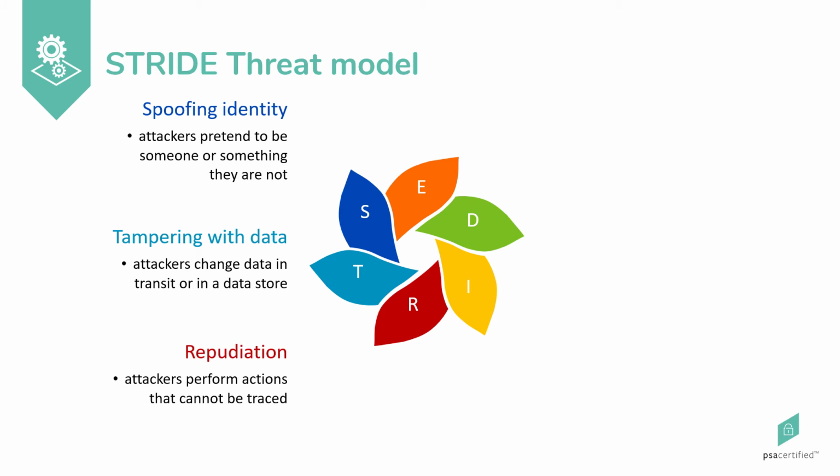Next up is repudiation. These threats are associated with users who deny carrying out an action. For example, a user performing an illegal operation in a system that cannot trace the prohibited operations. Correspondingly, non-repudiation refers to the ability of a system to counter repudiation threats.